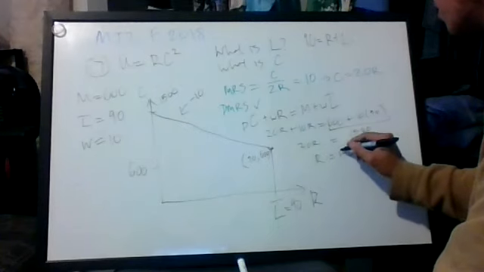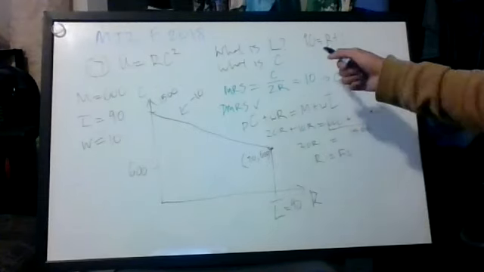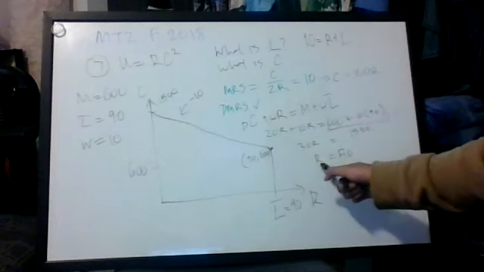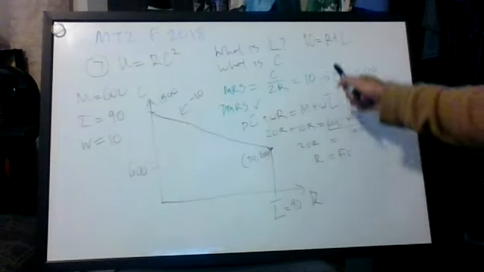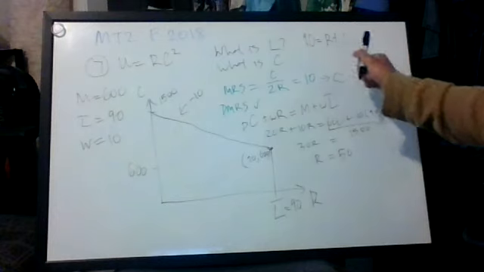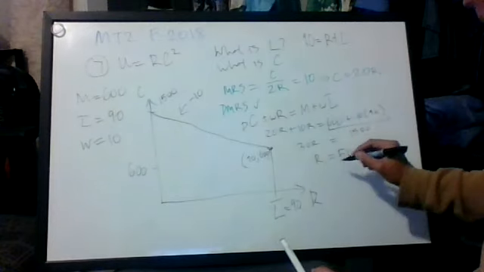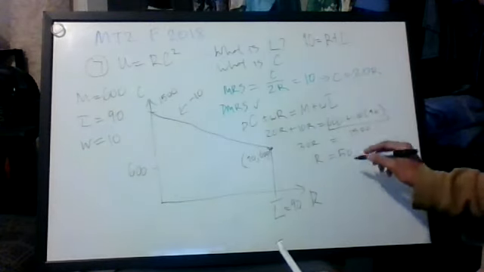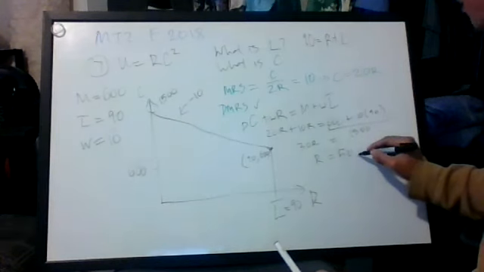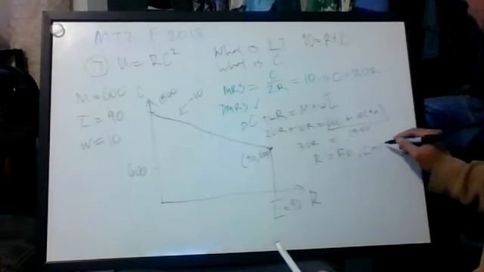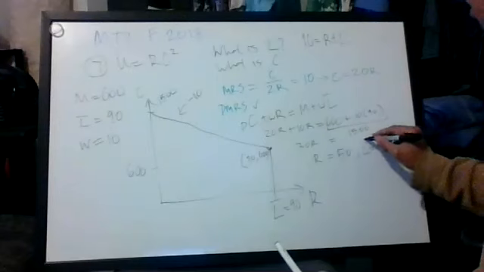But we're not interested in what R is, right? We're interested in what L is, right? So because R, which is my leisure, is equal to 50, that means that I'm going to be working 40, right?